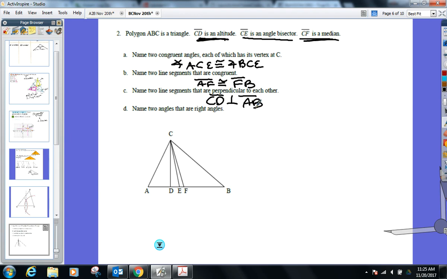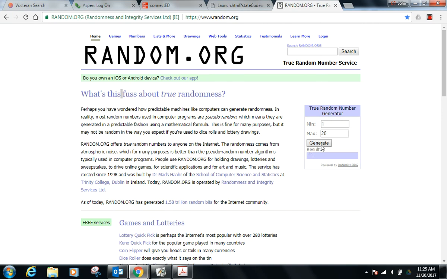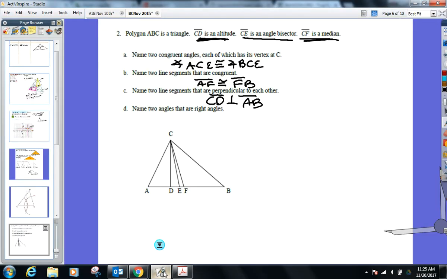Now use that fact to answer part D. Name 2 right angles up here. Name 2 right angles if you know those lines are perpendicular. 12. CDA, and what was the other one? CDB. Now, I don't know if anybody had CDE or CDF instead of CDB. That's perfectly fine. Anything from you guys up here?